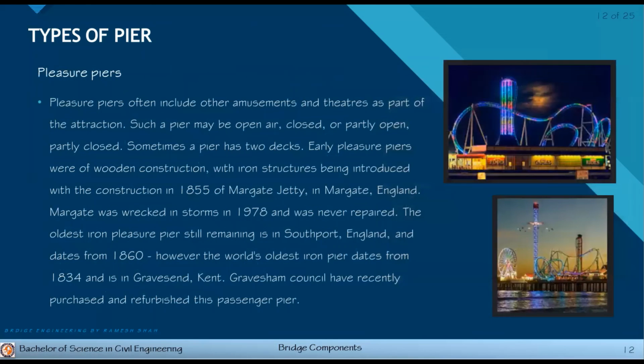So let's proceed to pleasure piers. Pleasure piers often include other amusements and theaters as part of the attraction. So basically, the use of pleasure piers is to entertain or to have people enjoy the place or the view, right? As you can see in the picture, the colorful lights are very interesting, and it makes you enjoy and relax also. It's like pleasure, from the word pleasure piers.